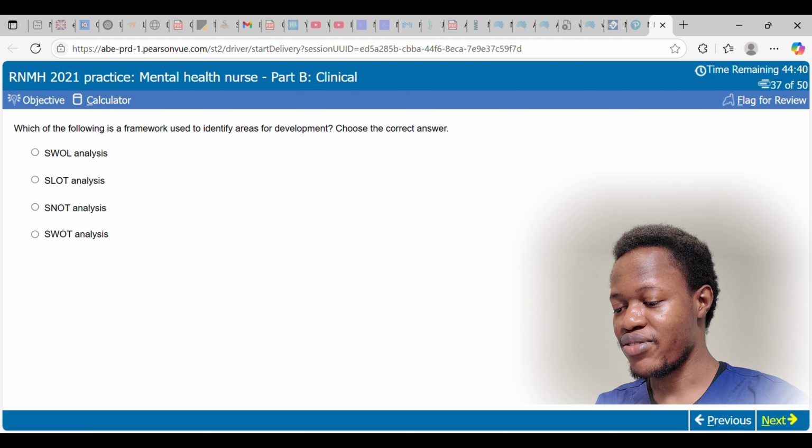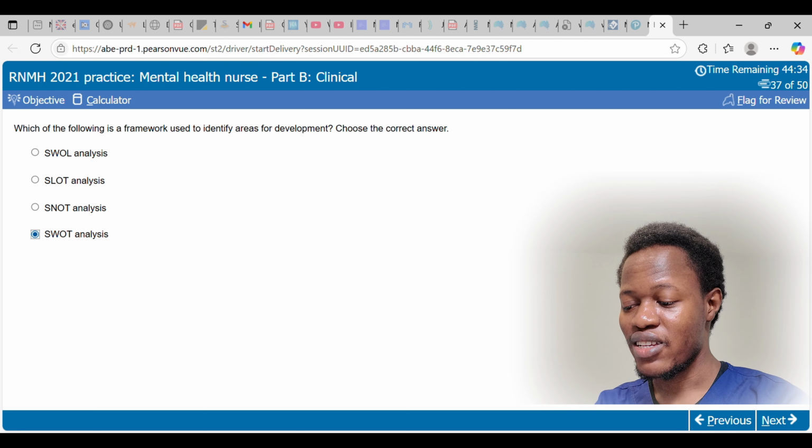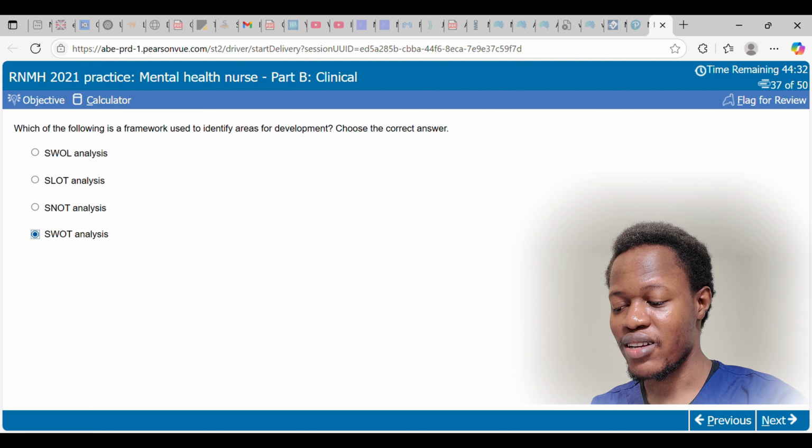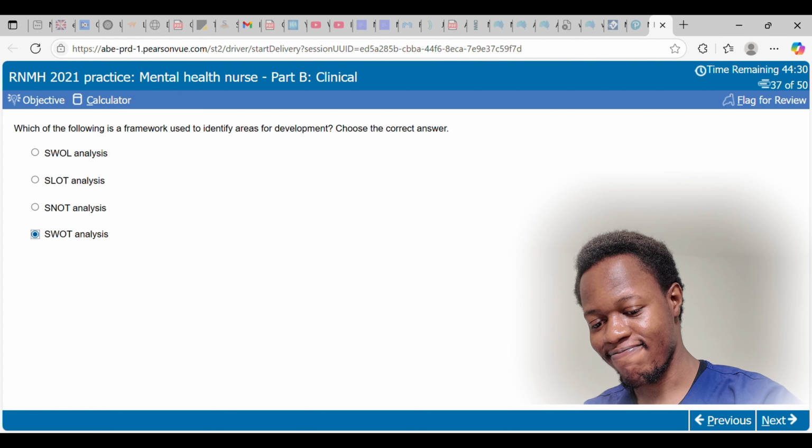Which of the following is a framework used to identify areas for development? It's SWOT, I think. SWOT or SWOL. Don't ask me the full meaning.